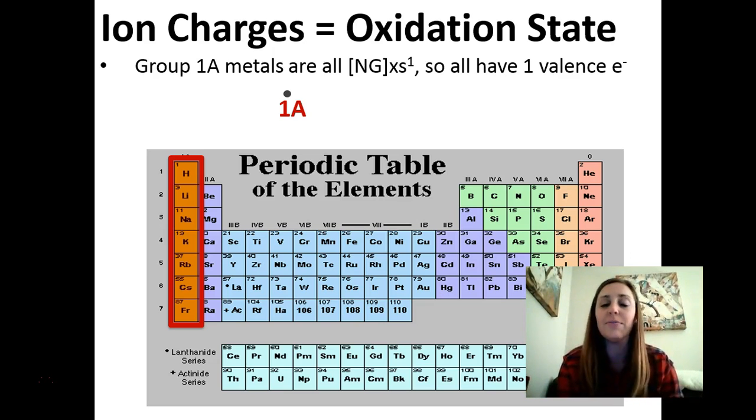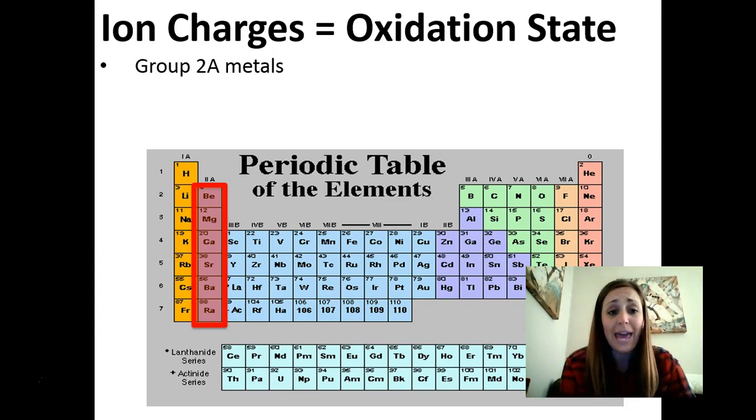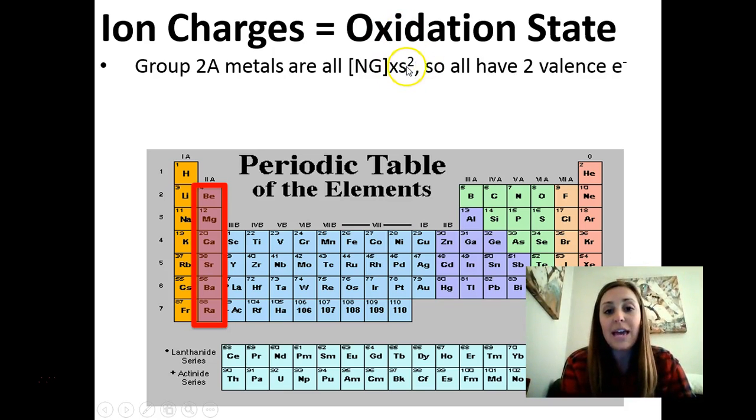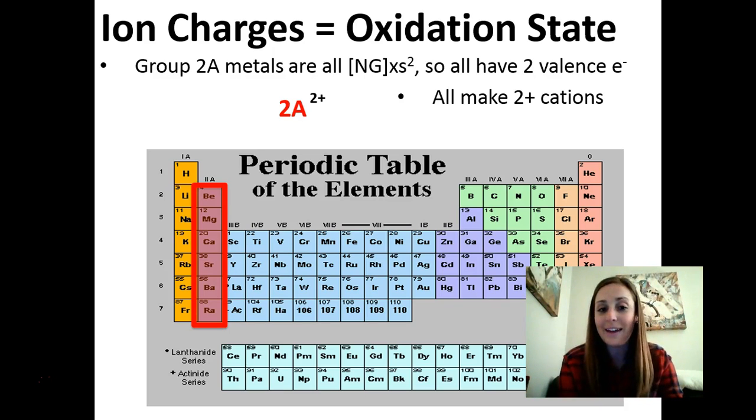Now remember, hydrogen's a little different because it would be pulling in 1 to be like helium, so it can do a little different. But besides that, from lithium down, they'll always lose that 1 electron. Now it has a positive charge because it lost a negative. So they all make a +1 cation, and we show that with just a plus sign. For group 2A metals, they all have this s2 besides their noble gas underneath them, so they all have 2 valence electrons. Is it easier to lose 2 or gain 6 to have that full octet? Well, it's easiest to lose 2, so that gives it a 2+ charge, because it lost 2 negative charges, so they all make 2+ cations.